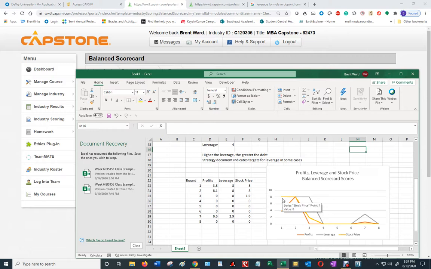So when I go back to this diagram here for stock price, which is yellow, we can see where they did pretty well, almost perfect scores in round 1 and 2. Then as their stock price started falling, it fell to a little less than 2 for their balanced scorecard score, and then it was pretty much 0 for the rest of the simulation because their stock price was less than the minimum value. Okay, so that's how I would go about analyzing the balanced scorecard.